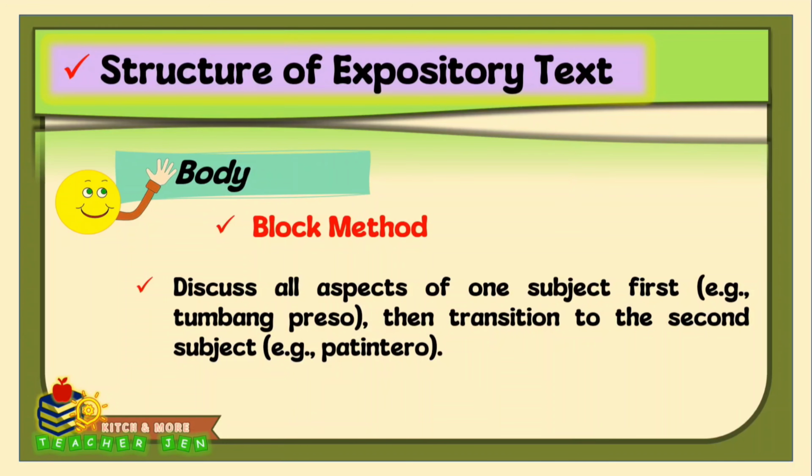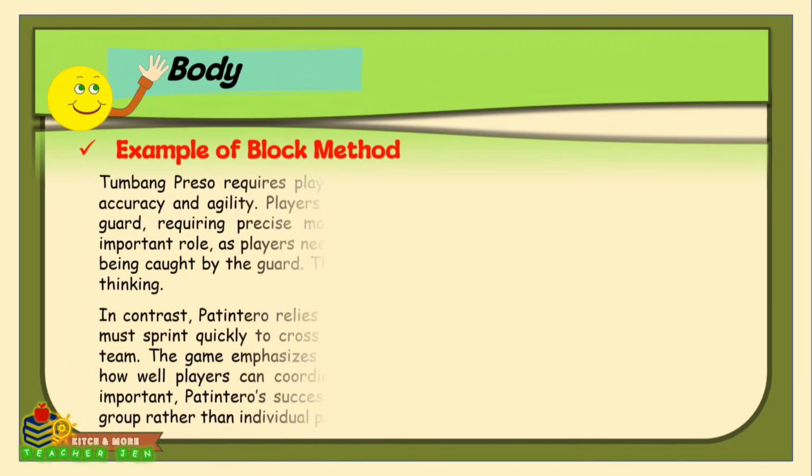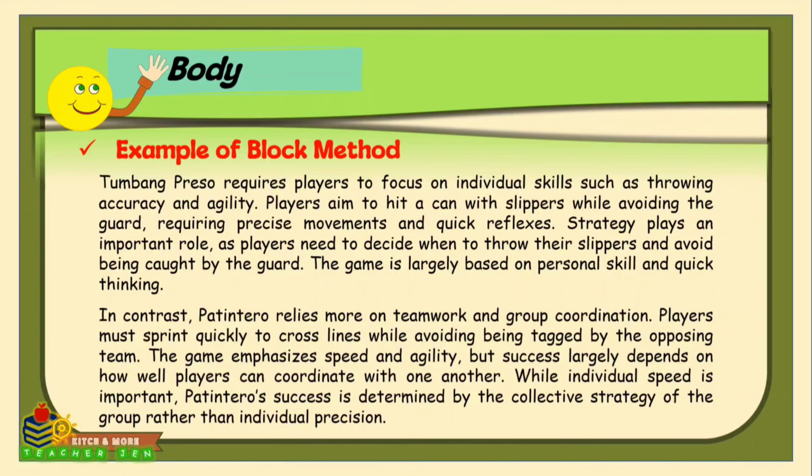Let's take the example. Tumbang Preso requires players to focus on individual skills such as throwing accuracy and agility. Players aim to hit a can with slippers while avoiding the guard, requiring precise movements and quick reflexes. Strategy plays an important role as players need to decide when to throw their slippers and avoid being caught by the guard. The game is largely based on personal skill and quick thinking.